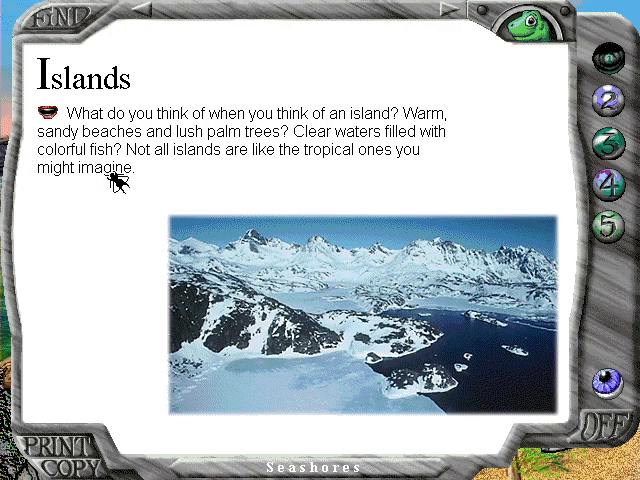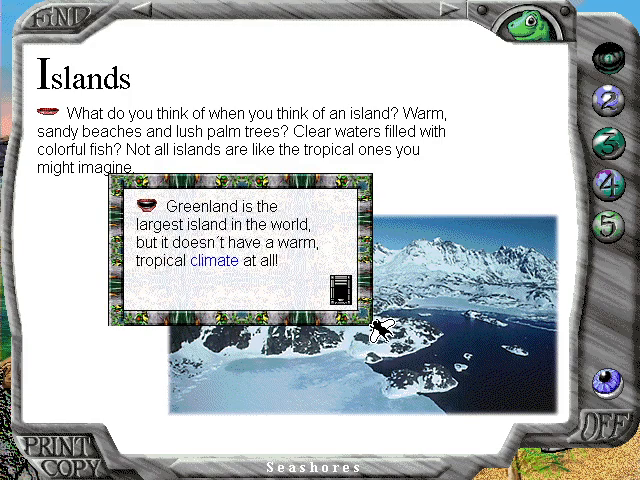Islands. What do you think of when you think of an island? Warm, sandy beaches and lush palm trees? Clear waters filled with colorful fish? Not all islands are like the tropical ones you might imagine. Greenland is the largest island in the world, but it doesn't have a warm tropical climate at all.